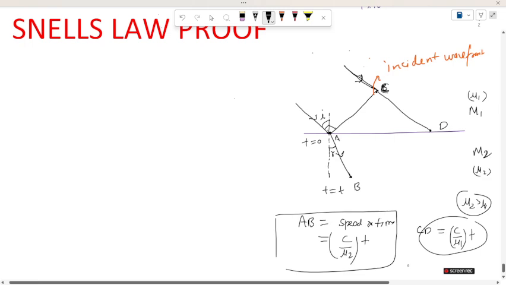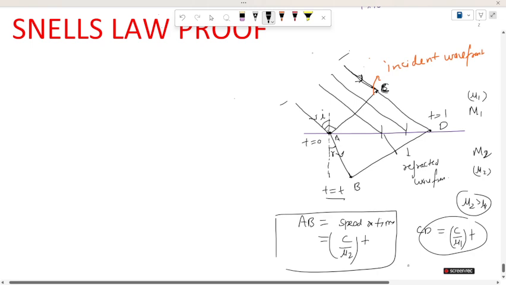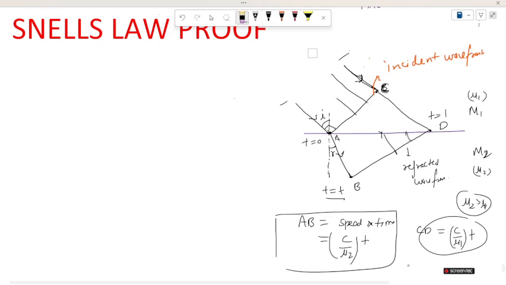Now, at time t, this ray reaches here and this ray reaches here. So if we join all these rays, we will get a refracted wavefront. And we have drawn it for two extreme rays. If you draw for this ray also, then this ray will reach here. If you draw for this ray, then this ray will reach here. So you can draw for any ray, you will get this refracted wavefront.